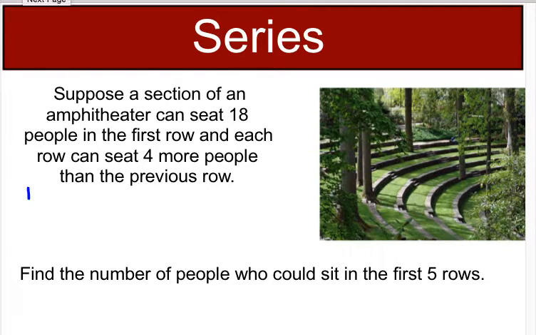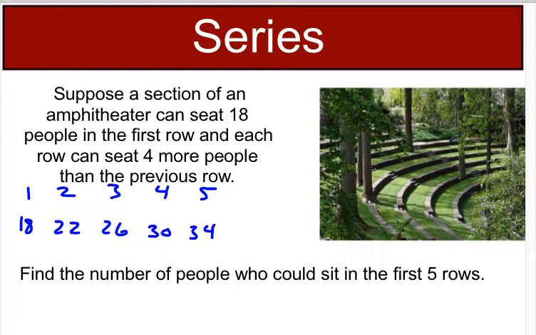The first row, we can sit 18 people. Second row, we're going to add 4 to that. That's 22. Third row, 26. Fourth row, that'd be 30 if you add 4. And finally, the fifth row, we can sit 34 people. Now we want to find out how many people.